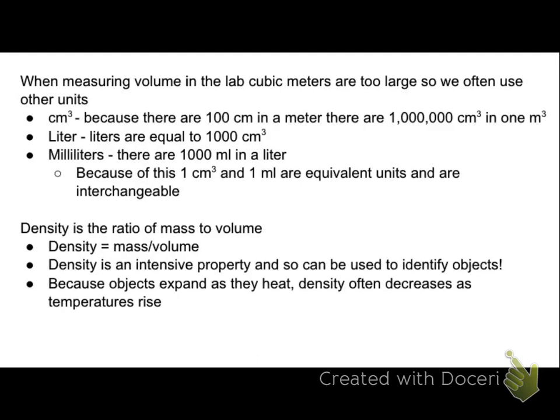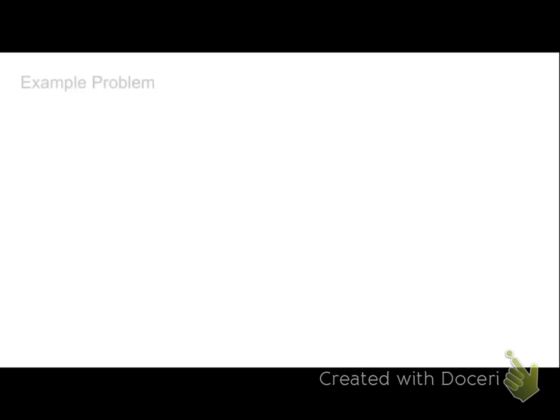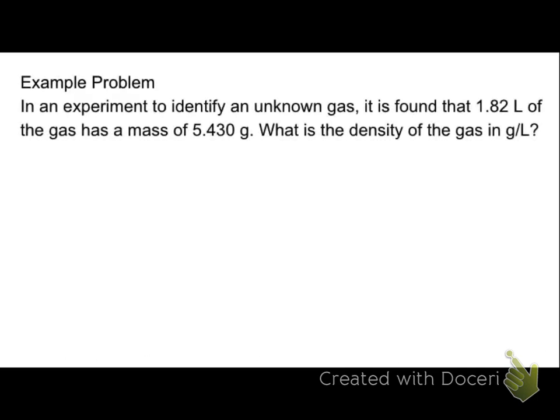We're going to do a little practice with density here. Okay, you have a little practice problem. In an experiment to identify an unknown gas, they find that 1.82 liters of the gas has a measured mass of 5.430 grams. Go ahead and calculate for me the density of the gas, and you can leave your units in grams per liter.